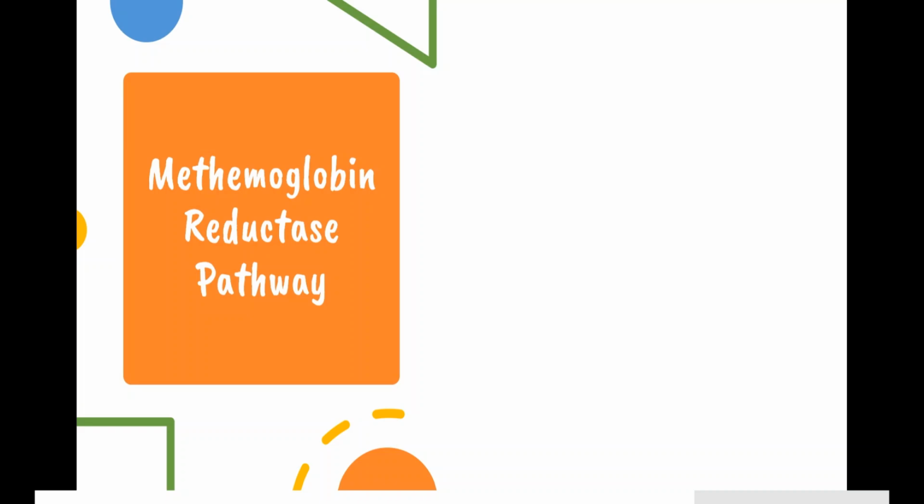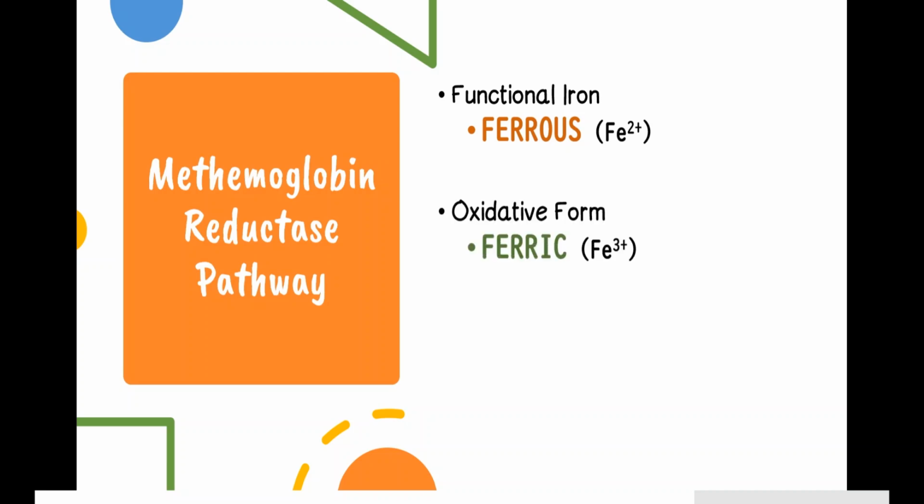Now, another diversion pathway is the methemoglobin reductase pathway. Okay, before we proceed, allow me to discuss this for a while. The functional form of iron is in the ferrous state. So the functional form of iron which is found in the hemoglobin is in the ferrous state. Please take note of that. The iron in the hemoglobin is in the ferrous state. But when the iron is oxidized, it will become the ferric state.